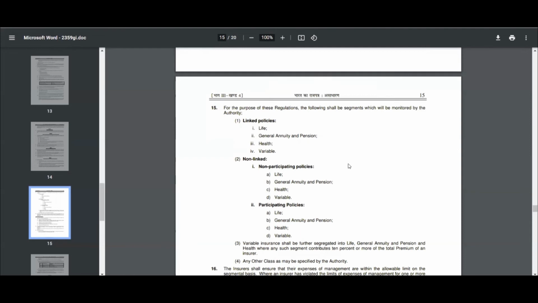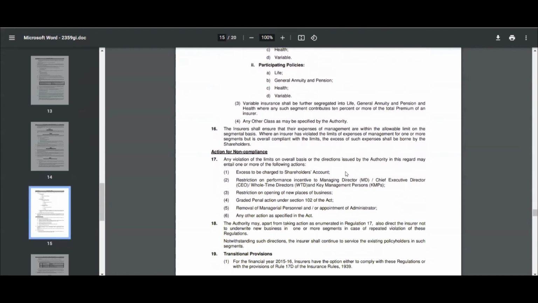Now, the insurers need to comply with this and any other segment as might be required by the authority, obviously that goes without saying. The insurers need to comply with the expense limit on a segmental basis. Even if they are compliant on an overall basis, the excess of the limit might be charged to the shareholder account. So what happens when there is non-compliance?